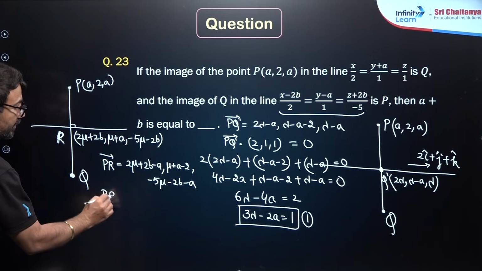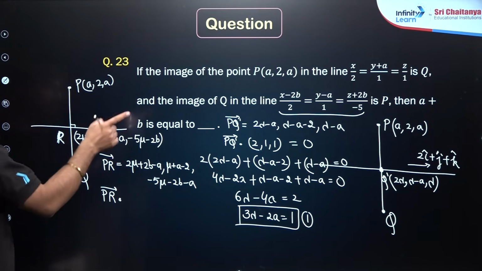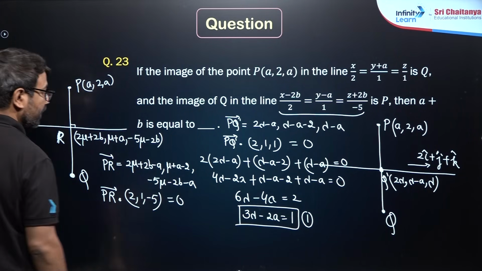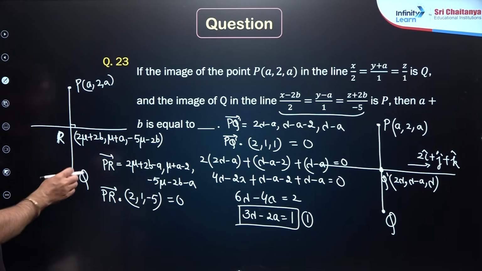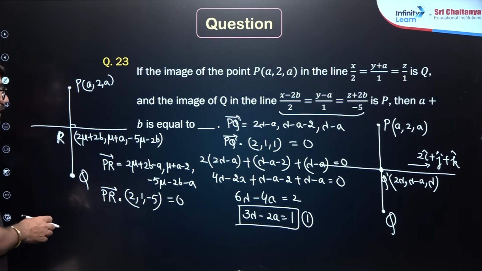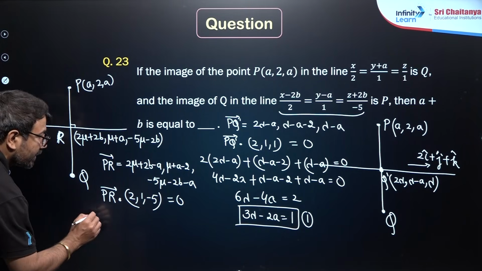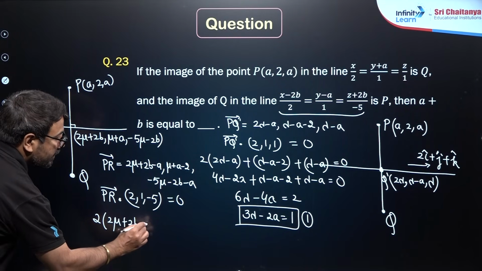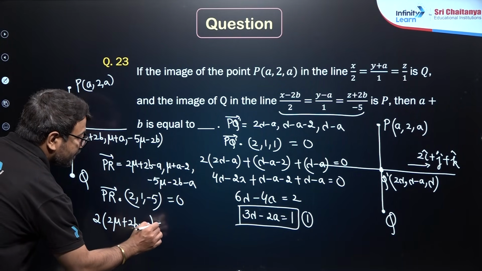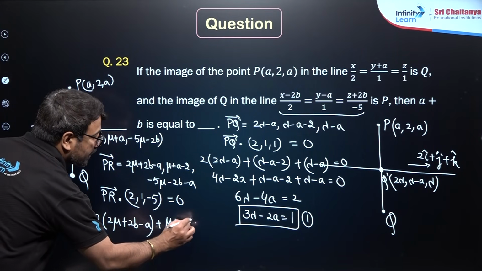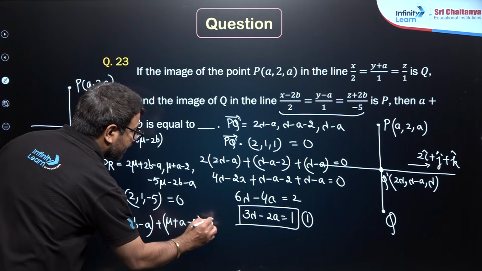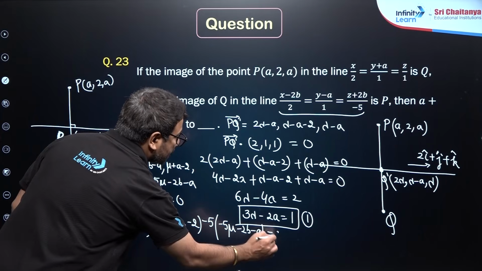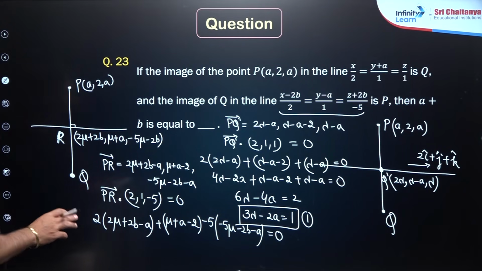And this PR vector taken dot product with the parallel vector of this line, 2, 1, negative 5, will be 0. In this way you will have a relationship between mu, b and a. So what is the relationship signifying over here? It is 2 times (2 mu plus 2b minus a), then 1 times (mu plus a minus 2), and then minus 5 times (5 mu minus 2b minus a... ) and thus it will become 0. I hope you are able to understand.